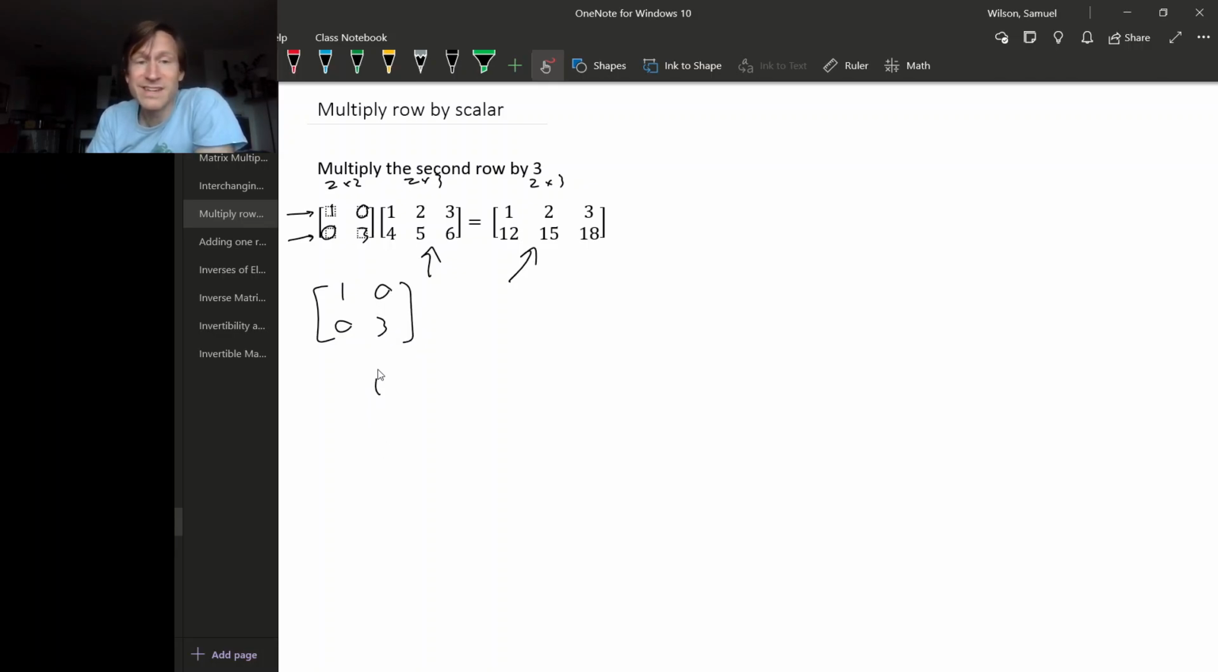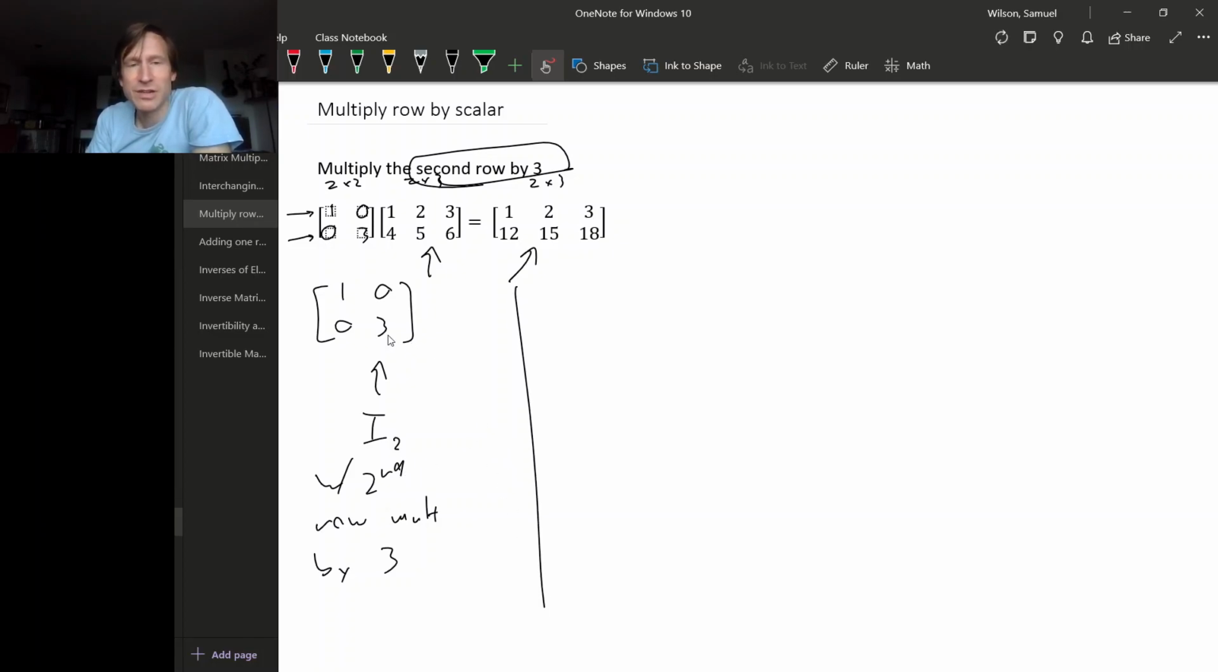All right, you can see that this is just the 2 by 2 identity matrix with the second row multiplied by 3, right? Which is the operation that we wanted to do.